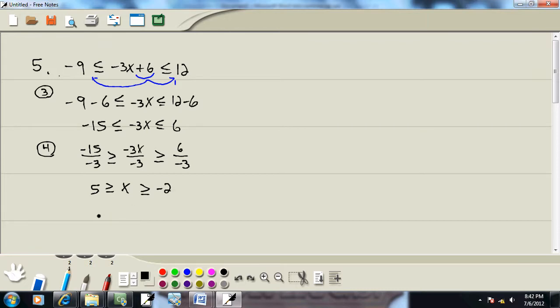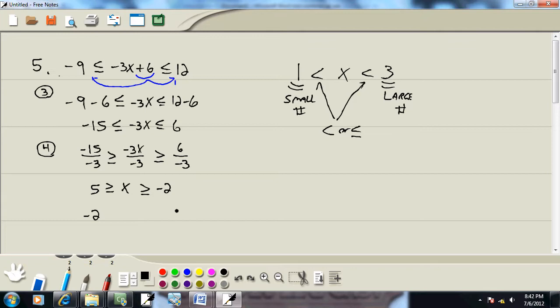Now we want to flip this around, because the form you want these in is in this example. You want your smaller number on the left, you want your larger number on the right, and the symbols that go here are either going to be less than or less than or equal to's. So this is not in the right form because our larger number is over here on the left side. So we're going to flip it around. I'll put -2 here, put the 5 here, the x remains in the middle.